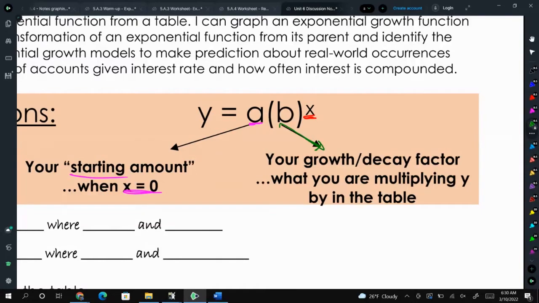It might be similar to the slope, but for slope we were adding a number each time or subtracting a number each time. For a b value, we are multiplying each time, and that number we multiply by could be a fraction.